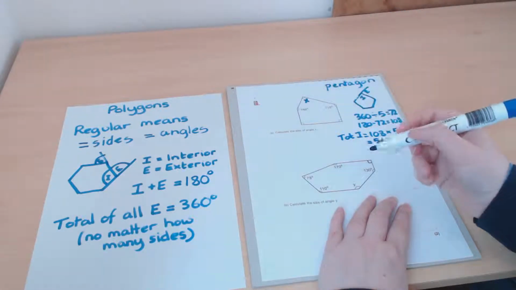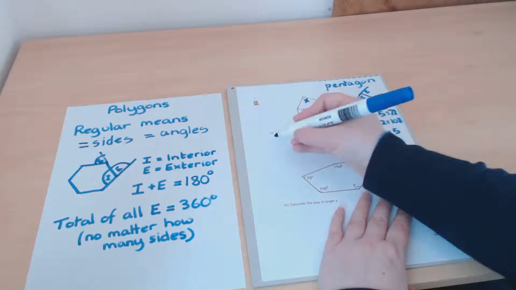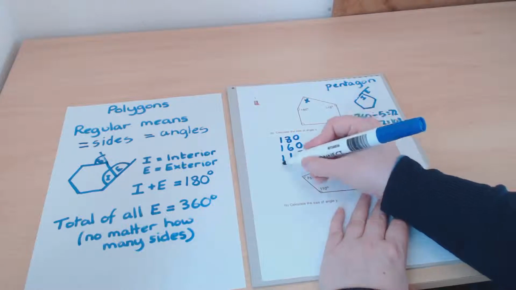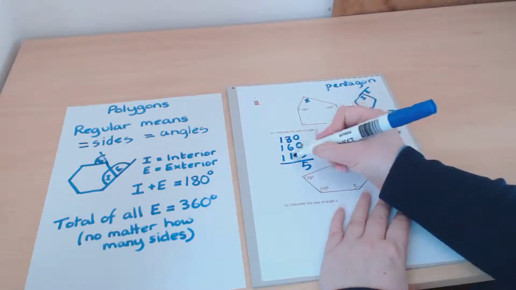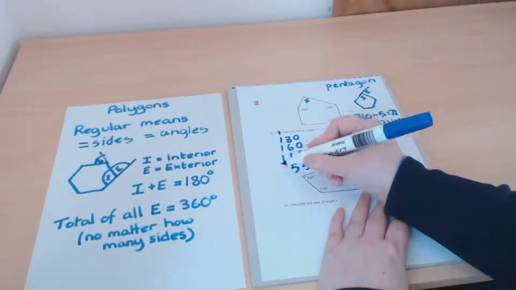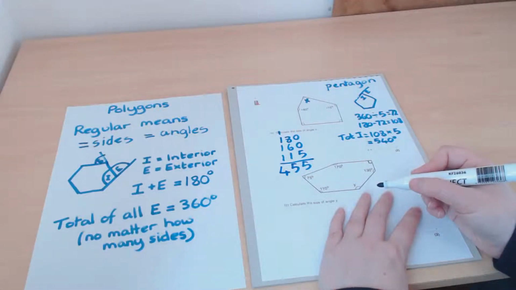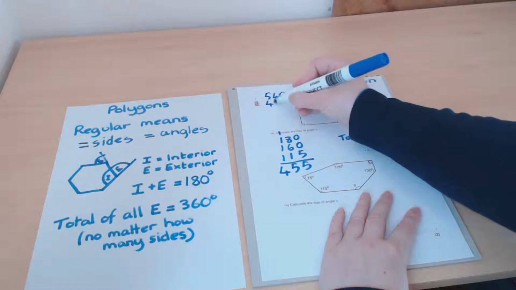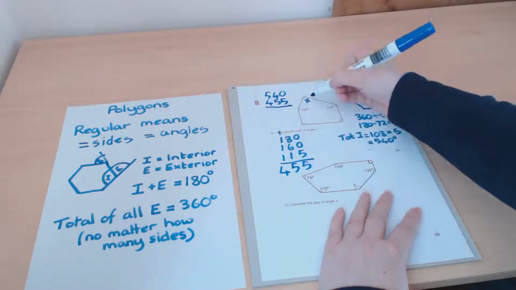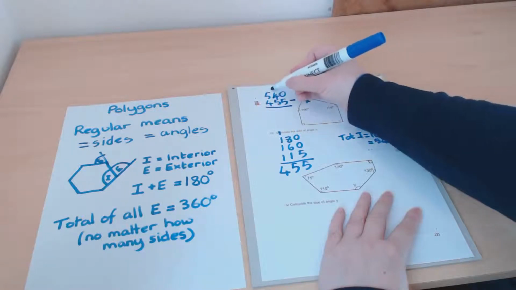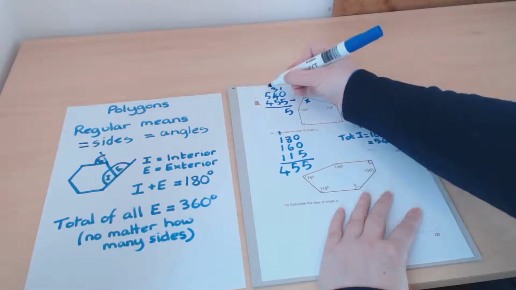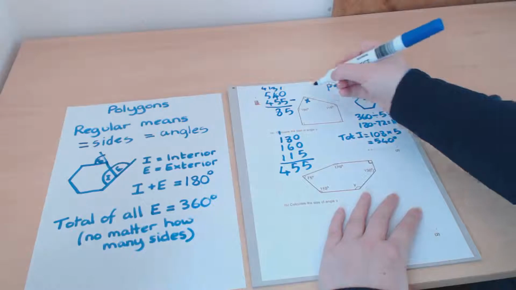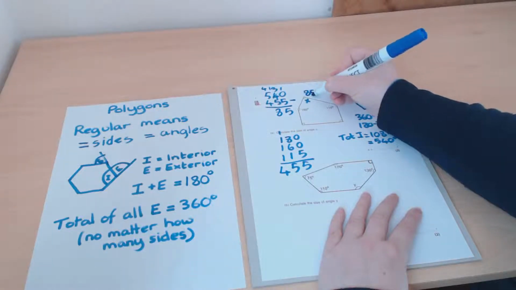So we need to add together the ones that we've got. So we've got two 90-degree angles, so that's 180. We've got 160 and we've got 115. So we add those all together, we're going to get 455. So then we're going to need to do 540, take away the 455 to work out the missing angle there. So that's going to be 85 degrees. So X here is 85 degrees.